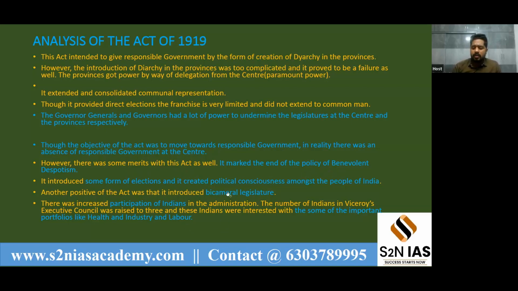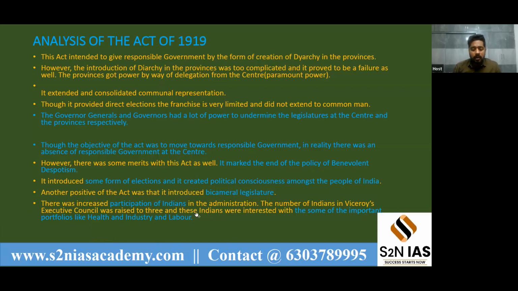Bicameral legislation is very important and a very good step, because if there is only a Lok Sabha, no checks and balances will be there. So Lok Sabha and Rajya Sabha, the lower house and upper house, with the Council of States giving representation to the states. This is also a very good step according to the 1919 Act. There was increased participation of Indians in the administration. Some important portfolios like health, industry, and labor were assigned to Indians.